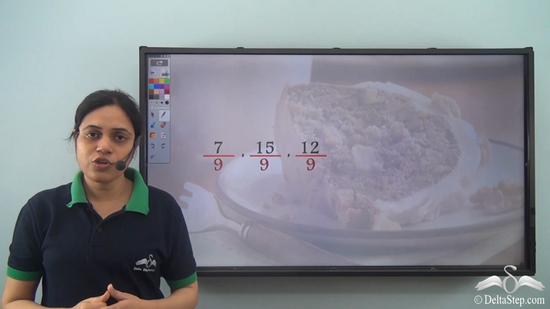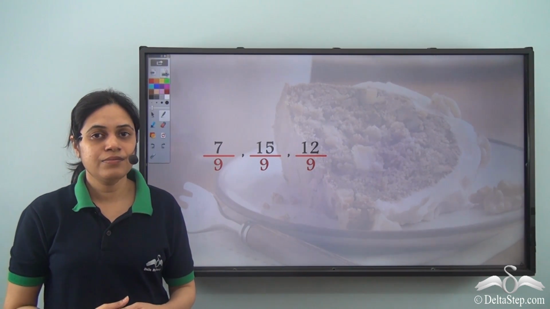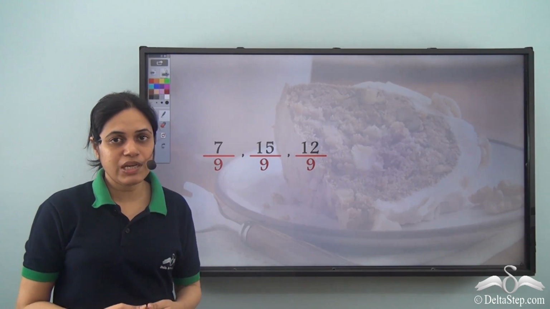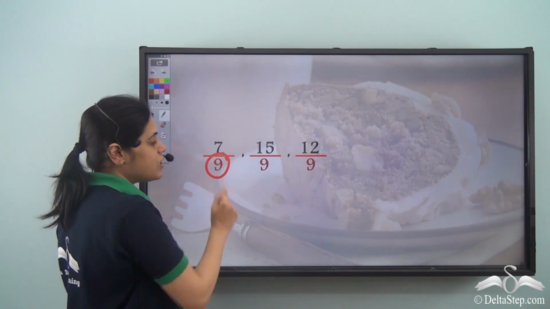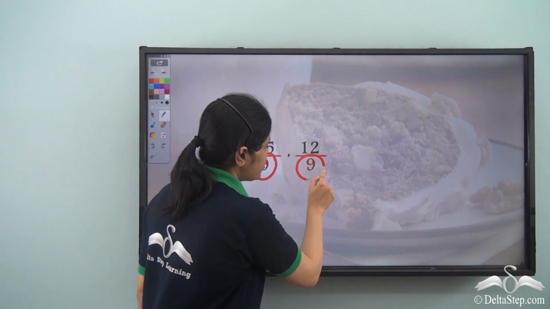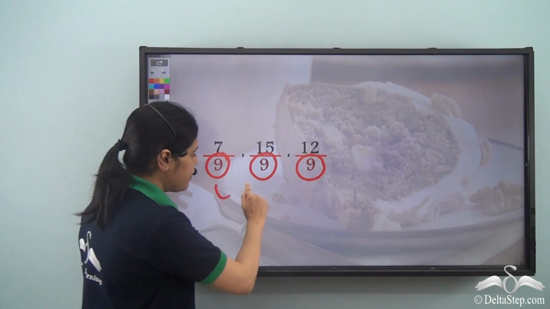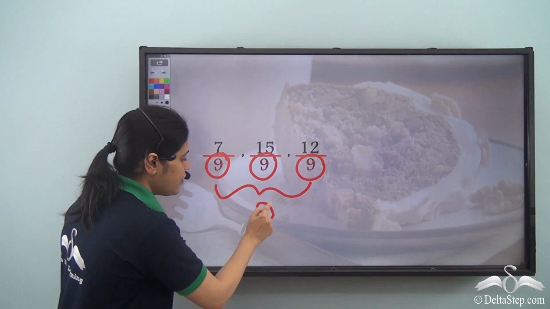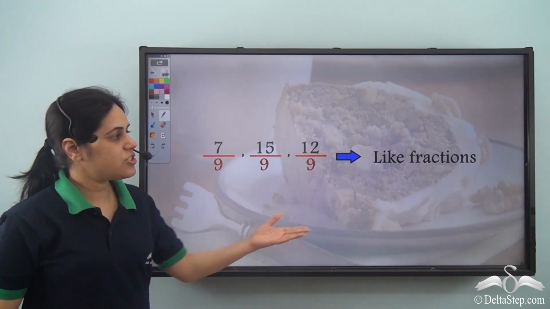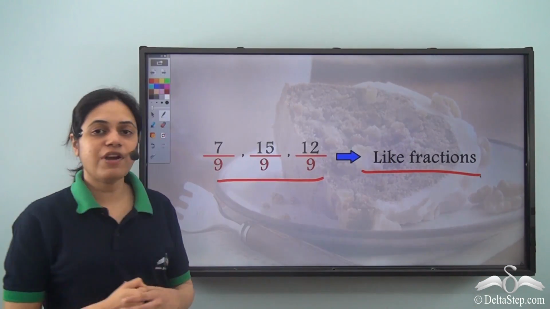Now can you answer this on your own? Whether these fractions are like or unlike? So let us see. We need to check only for the denominators. Denominator here is 9. The denominator here is 9. And the denominator of this fraction is also 9. So all three fractions have 9 as the denominator. So these fractions are called like fractions.